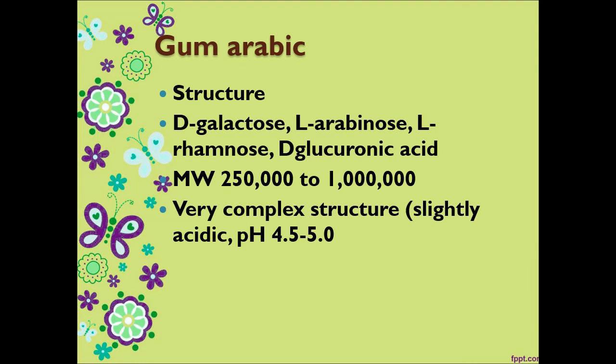Now the structure of gum arabic is D-galactose, L-arabinose, L-rhamnose, and D-glucuronic acid. Due to this, the molecular weight is very high, which is 250,000 to 1 million. And of course, the structure is very complex, and it has a slightly acidic pH, in the range of 4.5 to 5.